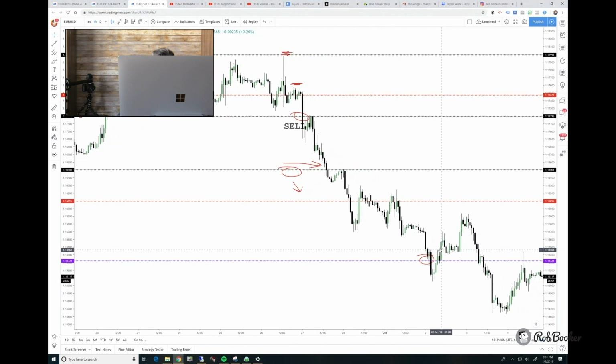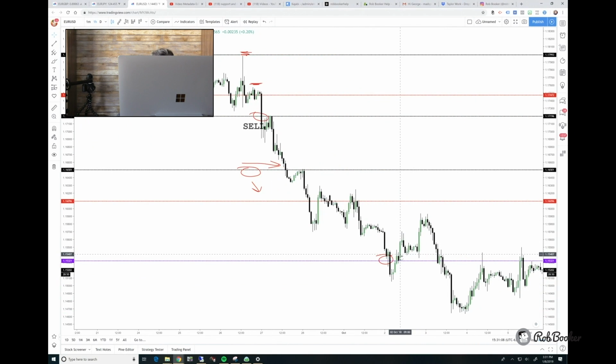So we drop down further, and I don't even have areas of support on this chart. But eventually, after we drop down lower, we rise up and make a higher high and low, and we make a higher high over here, and we even start to make higher lows. So price is gradually rising.